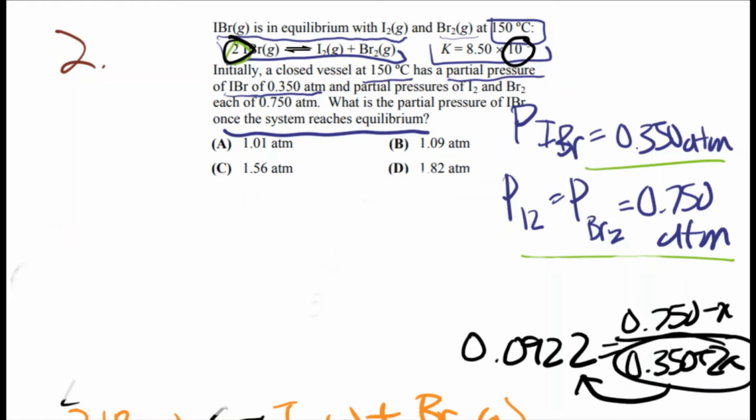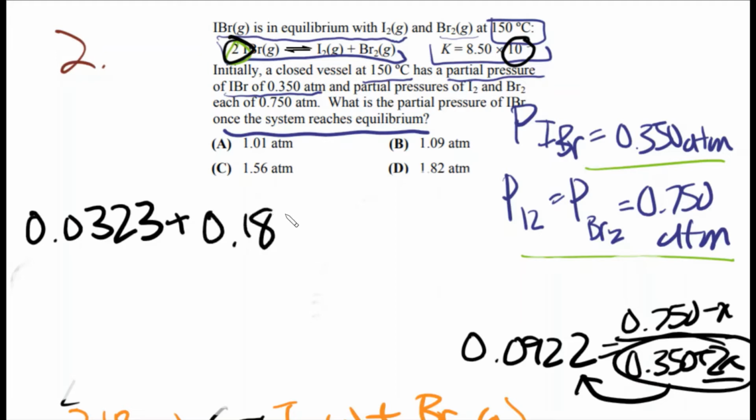So 0.0922 times 0.350 is going to be 0.0323, and you're going to add that to 2 times 0.0922, and you're going to chug an x at the end. 0.184x is equal to 0.750 minus x, and I don't like that minus x, so I'm going to move that to the left-hand side by adding an x to both sides. So adding an x to both sides will change 0.184x to, well, 1.184x.